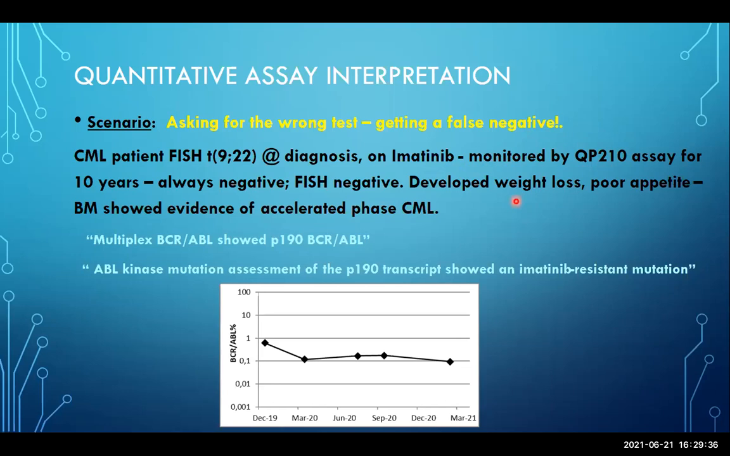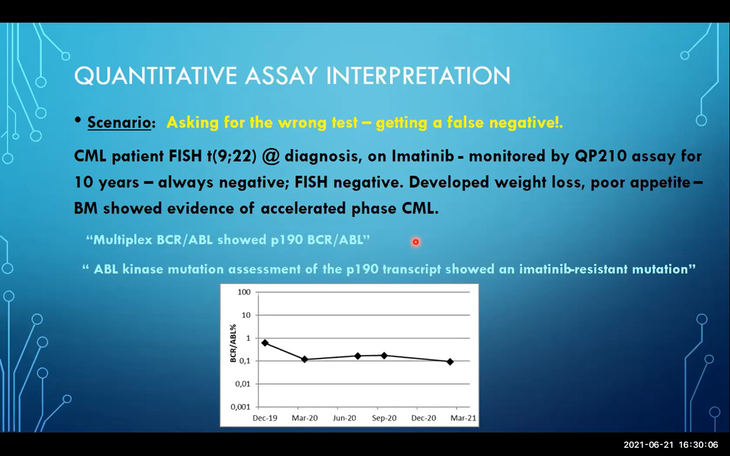After 10 years, strangely out of the blue, the patient developed weight loss and poor appetite, which didn't make any sense. So a bone marrow was performed and actually showed evidence of accelerated phase CML. You have to ask yourself, how is that possible? Well, we actually did a multiplex BCR-ABL on that patient and showed that the patient probably had always been a P190 BCR-ABL. Now that's incredibly rare in a CML, but the point is it happens.